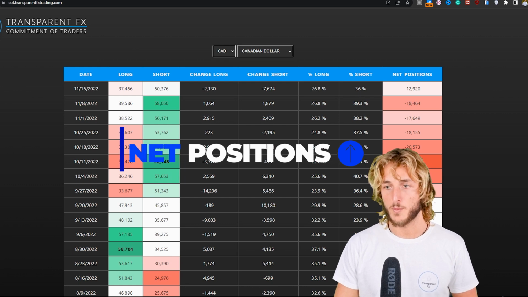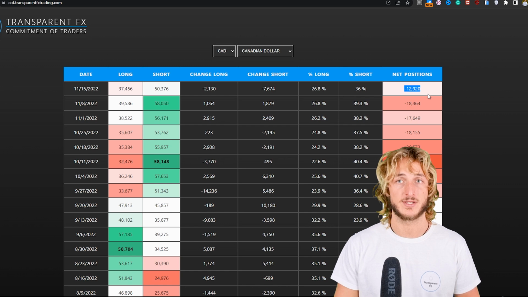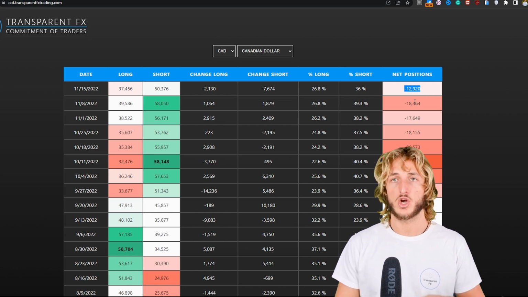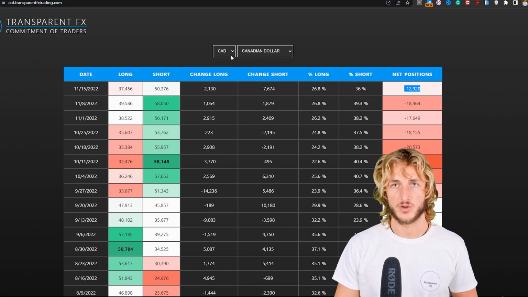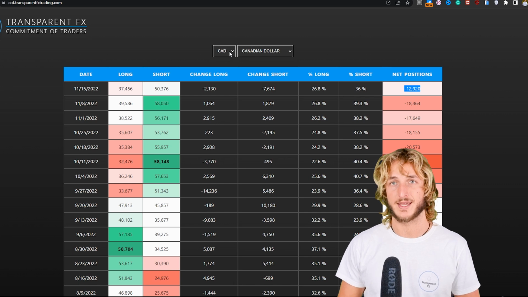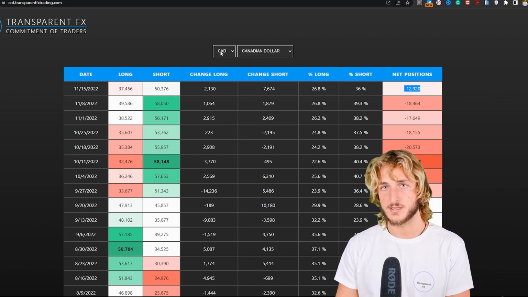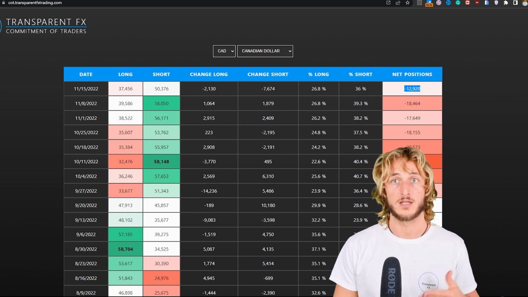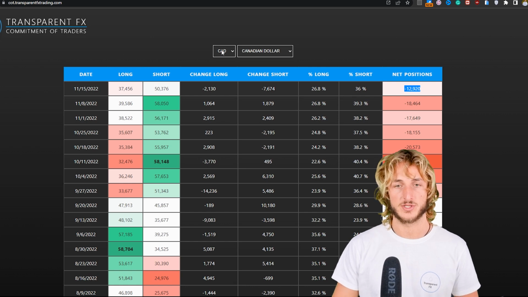We went, in fact, from having minus 25k net positions all the way up to now having minus 12k net positions. So a constant increase in net positioning, making the CAD stronger. Now, you have to keep in mind that all currencies on the spot are traded against the USD. So if the CAD is getting stronger, this means that CAD USD is getting stronger. But since we are looking at USD CAD, it means that USD CAD is getting weaker. You simply have to reverse everything.